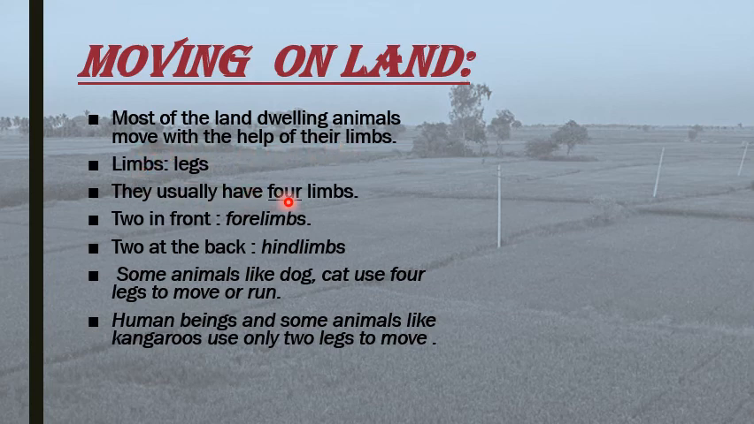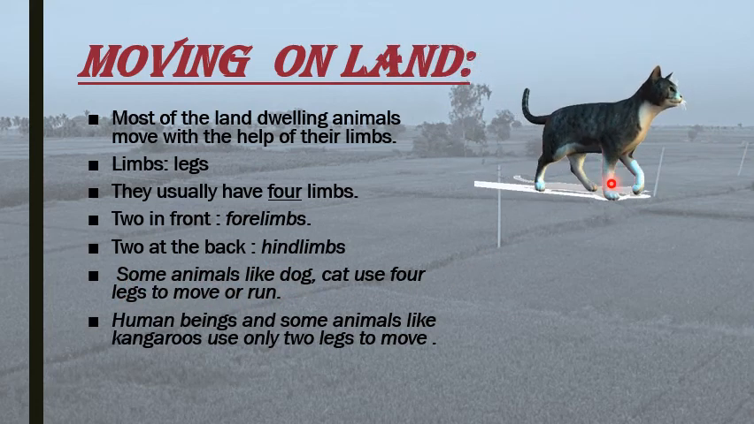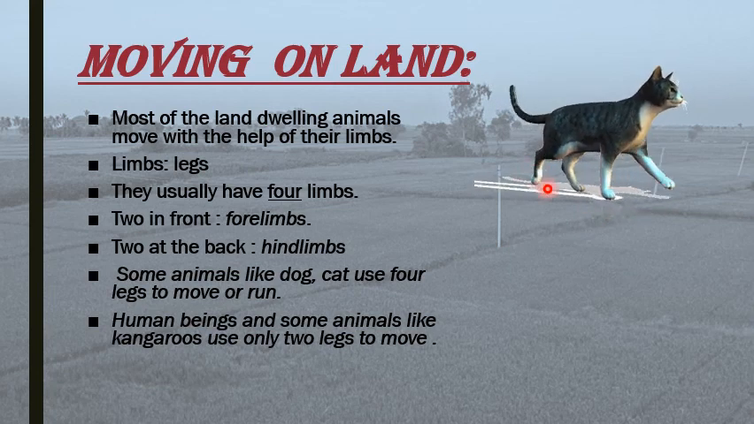They usually have four legs or limbs. How have we divided these four legs? Two in front, two at the back. Okay, two in front and two at the back. So the front limbs are called forelimbs and the back limbs are called hind limbs. Okay, so you can see that some animals like dog, cat use four of its legs to move or run. Like this, you can see these are forelimbs, these are hind limbs.